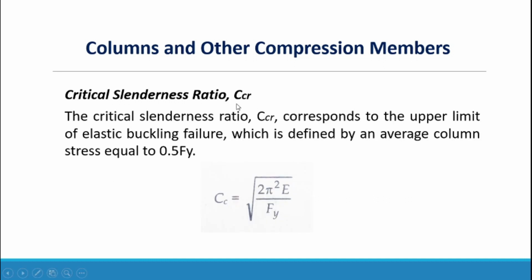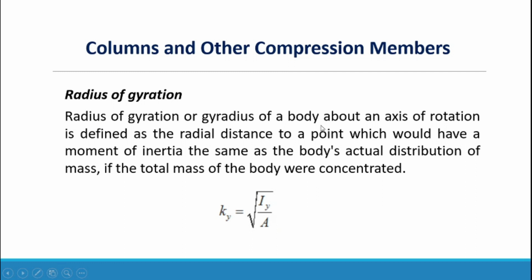And for the critical slenderness ratio, Cc, the critical slenderness ratio corresponds to the upper limit of the elastic buckling failure, which is defined by an average column stress equal to 0.5 Fy. And the formula for the critical slenderness ratio, Cc, is equal to the square root of 2 pi squared E over Fy. And for the radius of gyration, the gyradius of a body about an axis of rotation is defined as the radial distance to a point which would have a moment of inertia the same as the body's actual distribution of mass, if the total mass of the body were concentrated there. And r is equal to the square root of Iy over A.